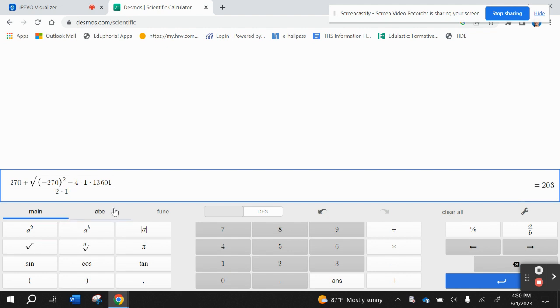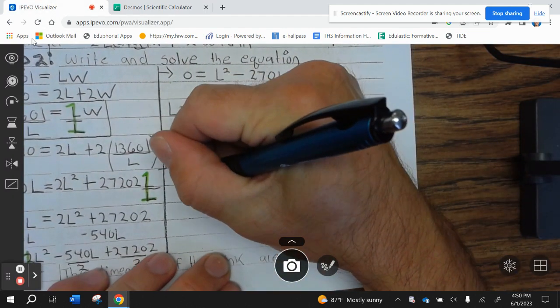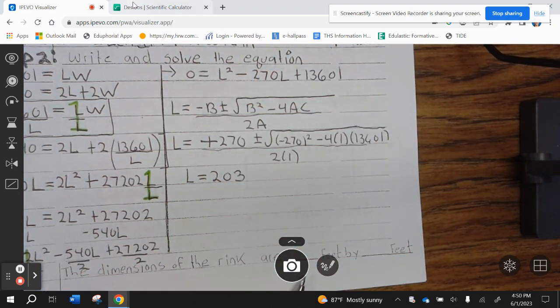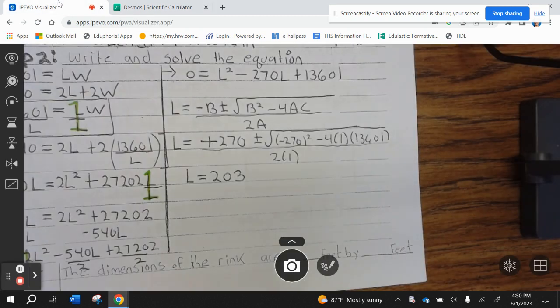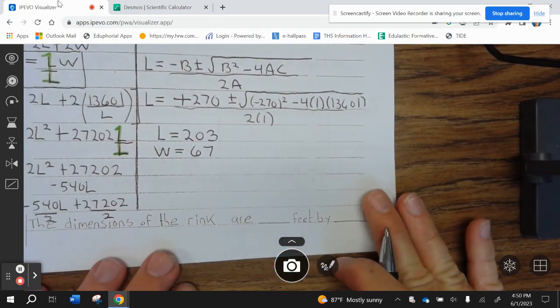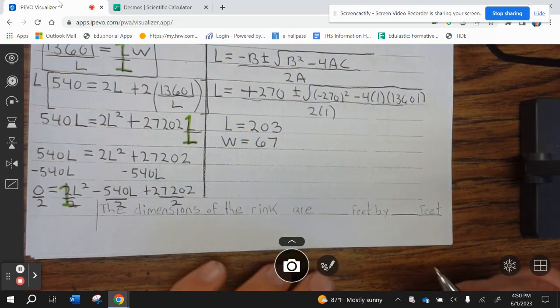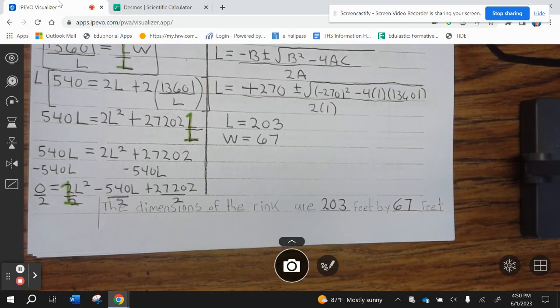So we have one dimension. The length is 203. And then all we have to do is change the plus to a minus and 67. So the width is 67. So the skating rink's dimensions are 203 by 67. All right, go ahead and finish up example 3.